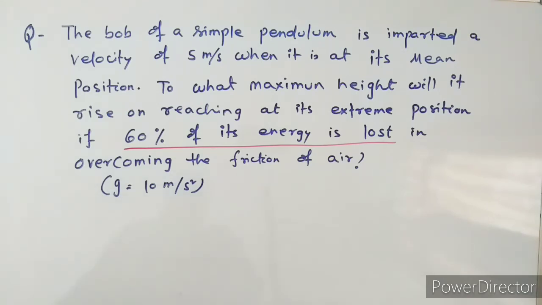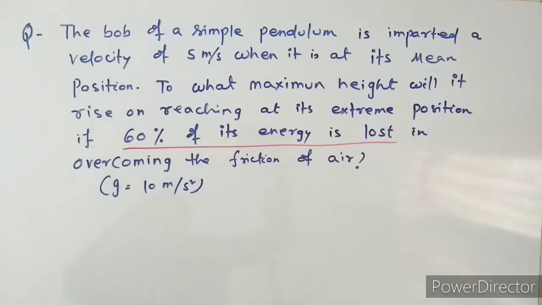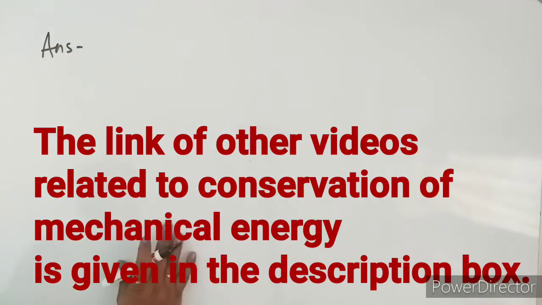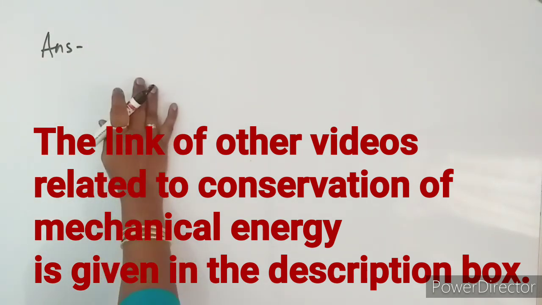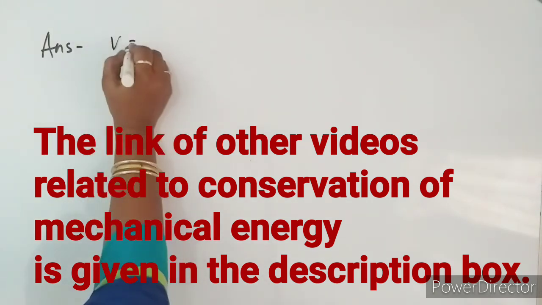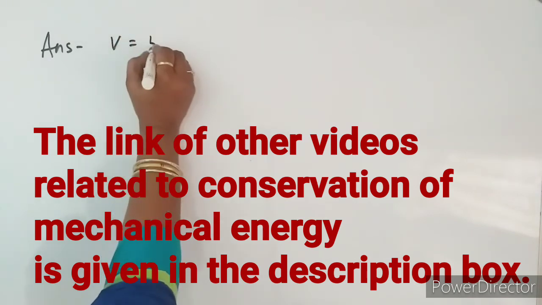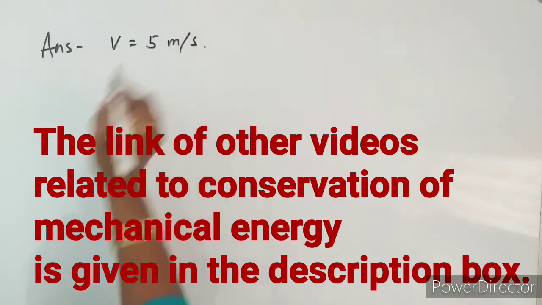Let us take the screenshot. We will solve it. Now let us solve this question. Here the question is given: if imparted this velocity, here velocity equals 5 meter per second.